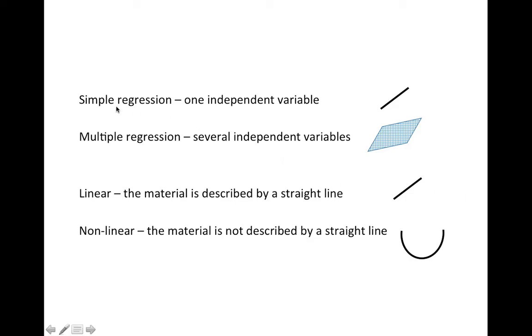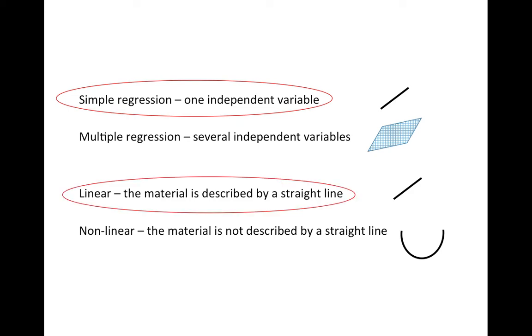They can be simple, where we only have one independent variable that predicts one dependent variable. It can also be multiple, where we have several independent variables in two or more dimensions that predict one response variable. Regressions can be linear, then the relationship is described by a straight line, or it can be nonlinear, and then the relationship is described by some other function. In this section, we're going to focus on simple linear regressions.